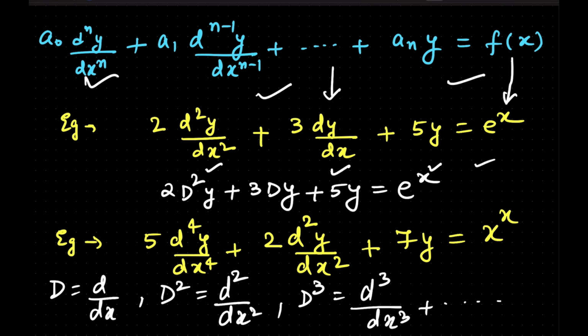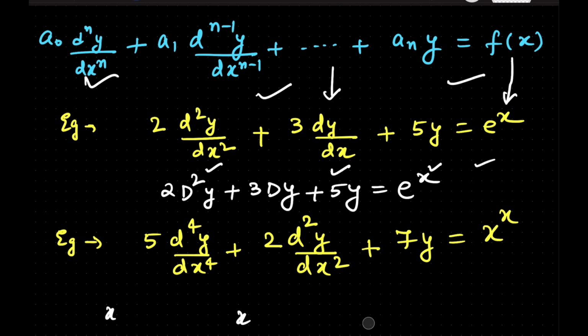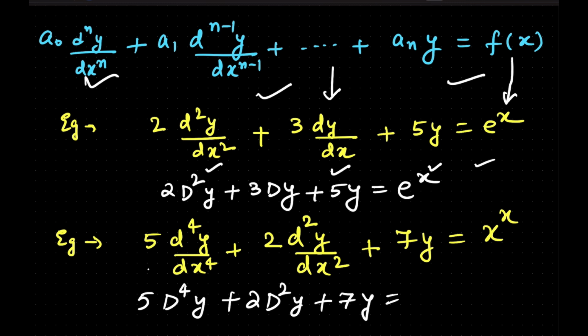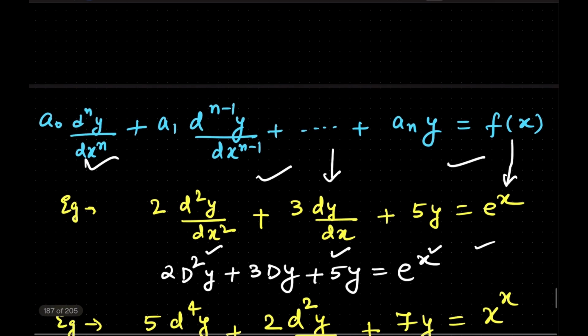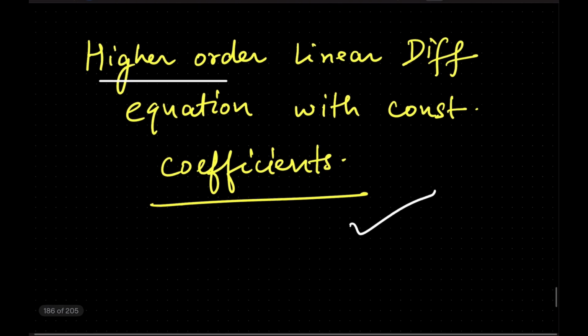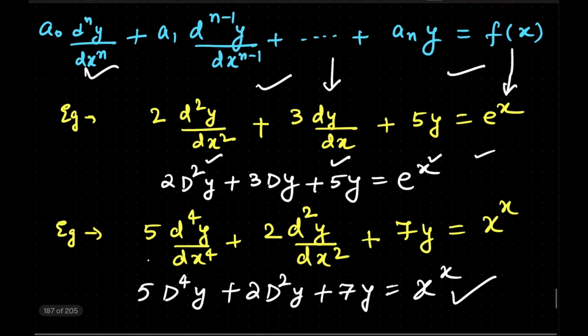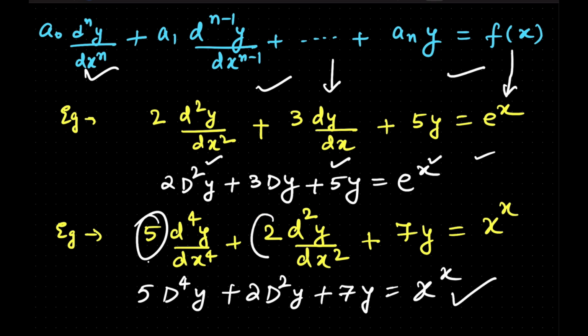Similarly for the second example, you can replace this with 5D⁴y + 2D²y + 7y = x^x. So again, this is our f(x) function. This was the general form of higher order linear differential equations with constant coefficients, and you can see that here the coefficients are constant.